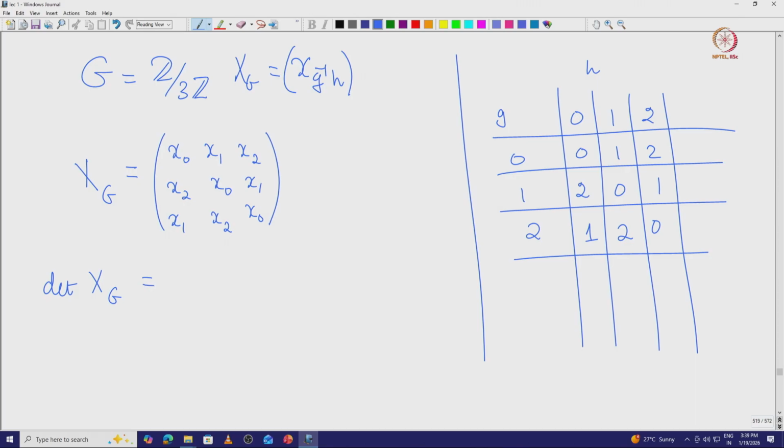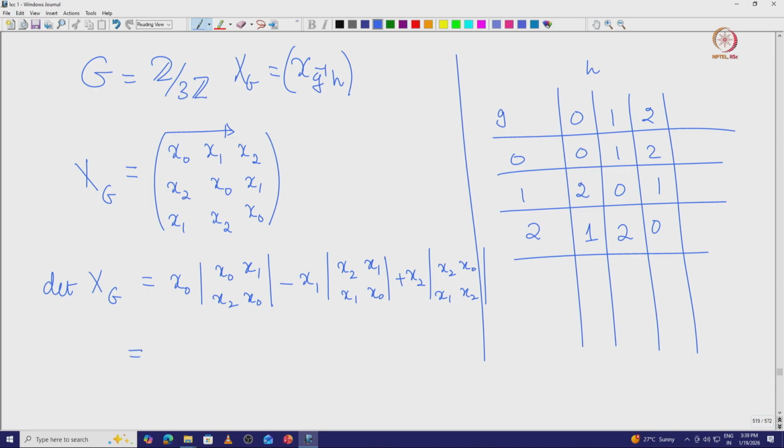If you just use the determinant rule and then just write it down, what will be the answer of this? So maybe let's do this. Let's do it via this first row. It is going to be x naught times the determinant of (x naught, x1; x2, x naught), minus x1 times the determinant of (x2, x1; x1, x naught), plus x2 times the determinant of (x2, x naught; x1, x2).